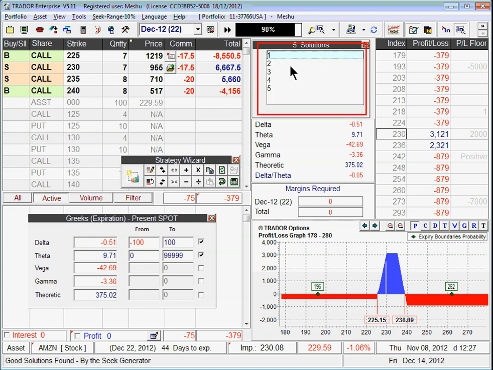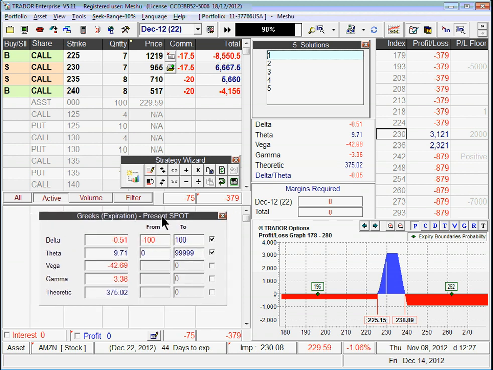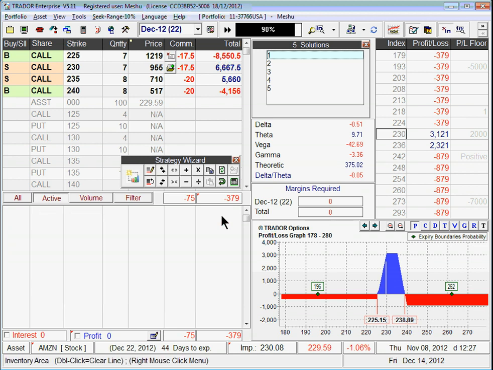5 solutions were found, and Trador is focused on the first, displaying its position on the solutions table. Notice the delta and theta values that match our definitions. The parameters panel can be both dragged or hidden, and then can be displayed from the Show Parameters panel button on top.